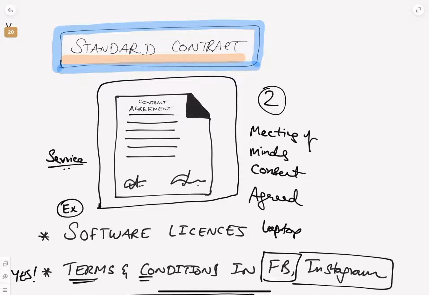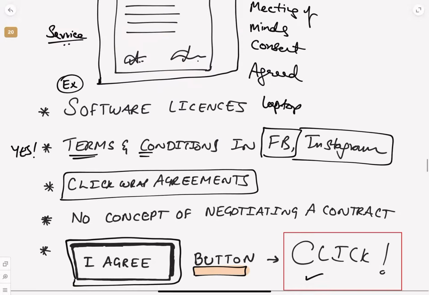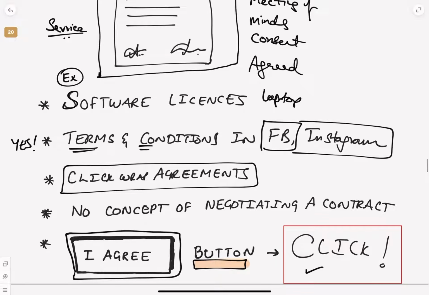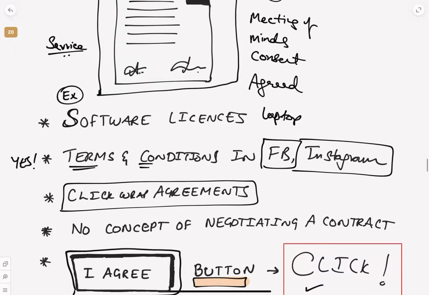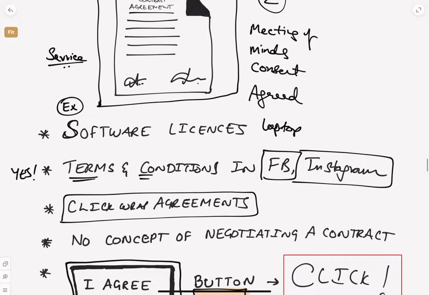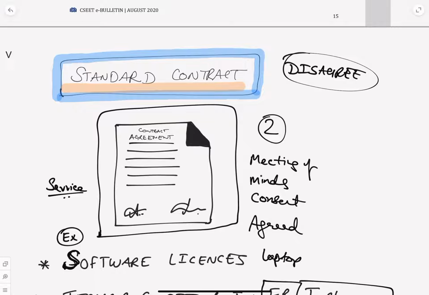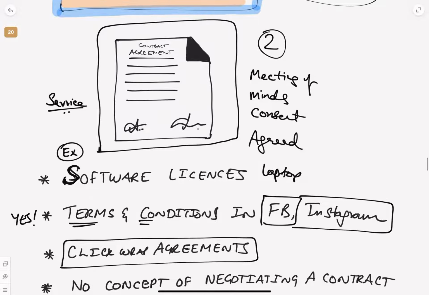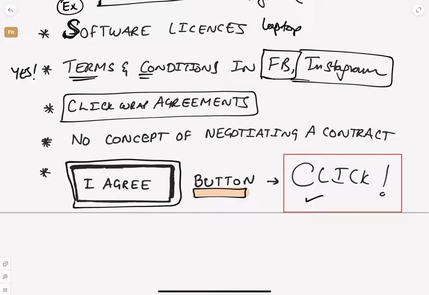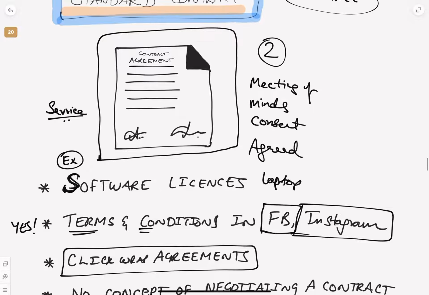Now what if you don't like some terms? You can say disagree, and at that time you cannot use that software, like a computer software license or anything. I just gave you the example of a computer because all of you would have entered into a standard contract sometime without your knowledge, even if you are just using Facebook or Instagram or YouTube, or even if you open a simple Gmail account.